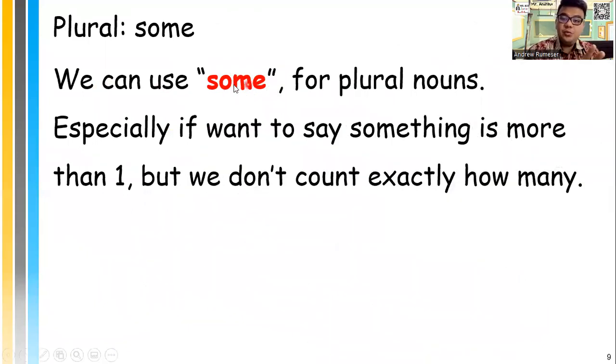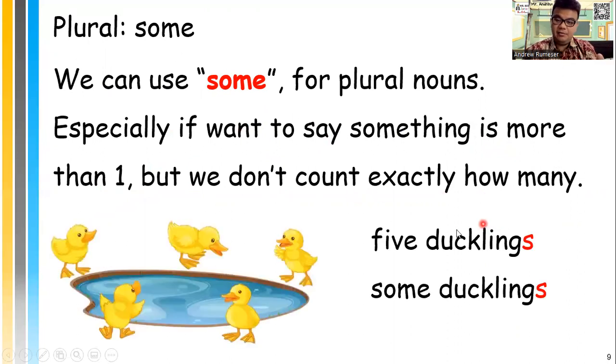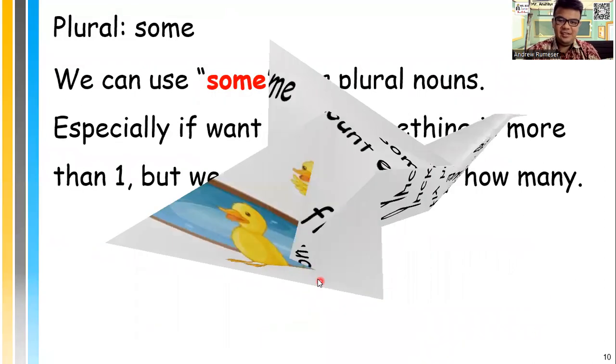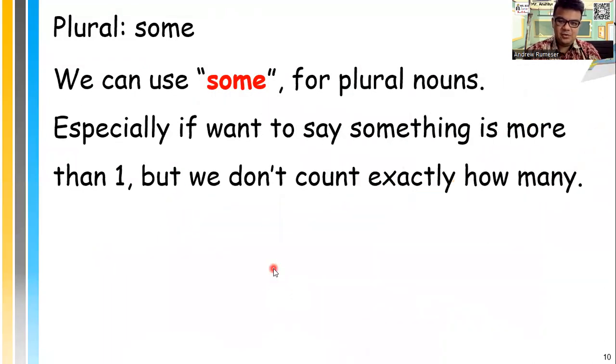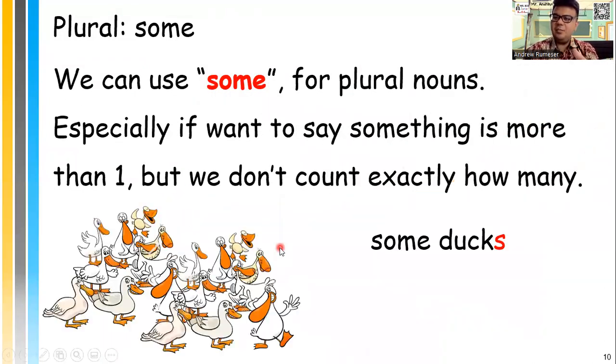So we can also use some for more than one thing, right? Especially if you want to say something that is more than one, but you don't count exactly how many. You don't want to count. So you can say five ducklings, that's right. Or if you don't want to count, you can say, hey, I see some cute ducklings with S, right? Very good. So we can also use some for things that are more than one.